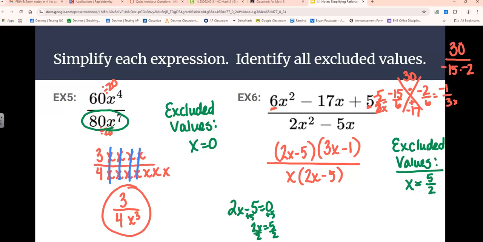There's another one. 0. Anytime you have a GCF that has an x with it, it's just 0, right? Because if I put a 0 there, then I've got 0 times this other stuff, which will give me 0. So those are my excluded values. Now that I've done those, I can cancel. In this case, Caden, what cancels? Yep, that 2x minus 5 is going to cancel. And so that gives me 3x minus 1 over x.